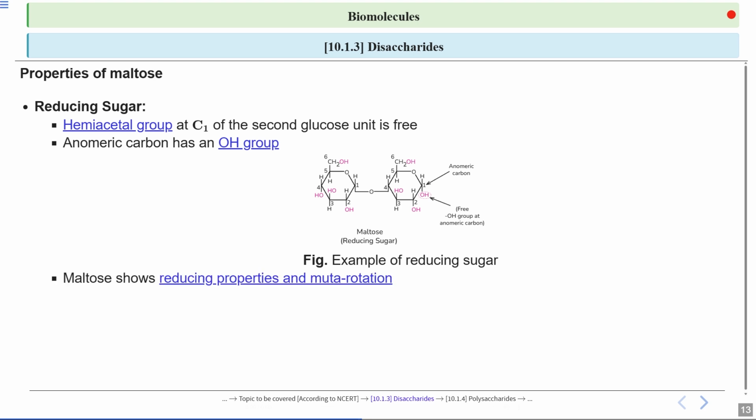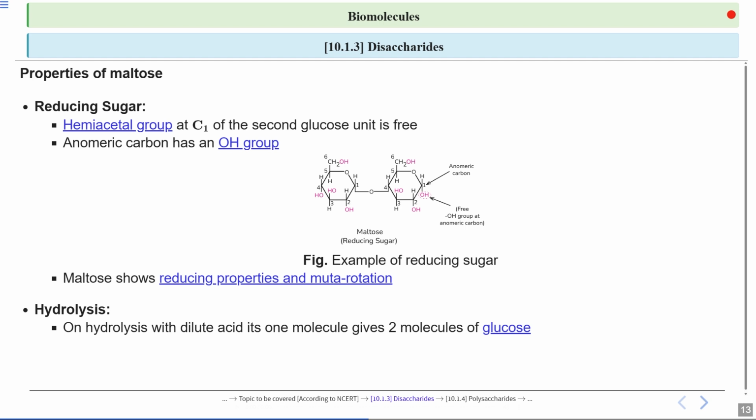Now, because of this structure, maltose shows reducing properties and it also exhibits mutarotation. Mutarotation means that the sugar can change its optical rotation as it switches between different forms in the solution. Okay? So, let's talk about what happens when maltose undergoes hydrolysis.